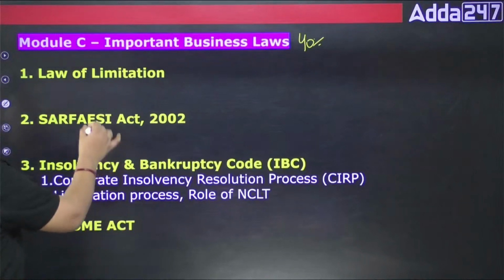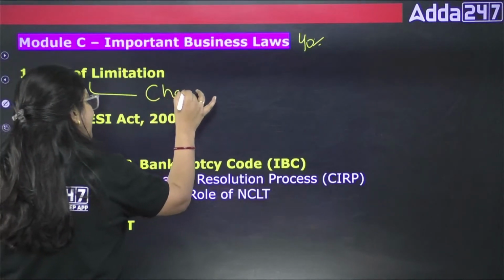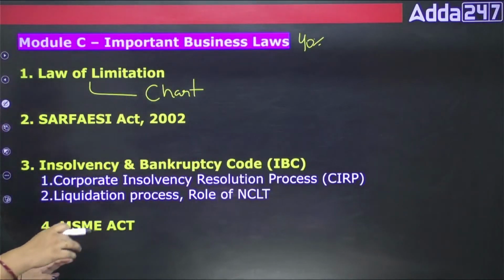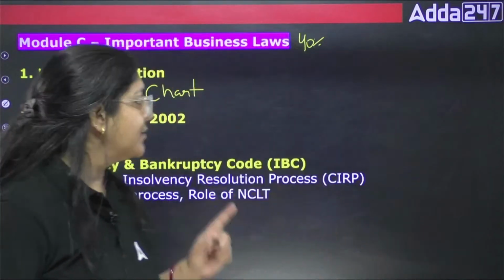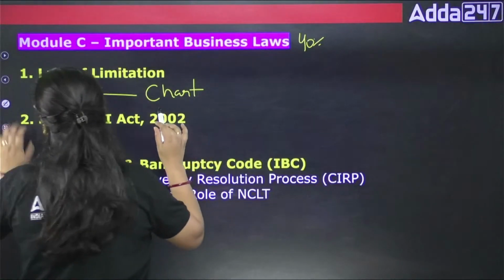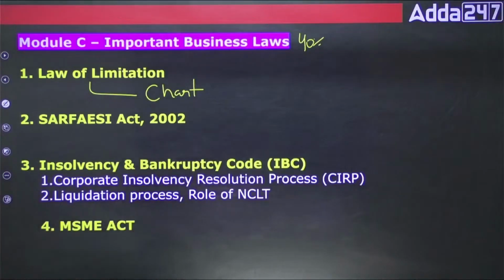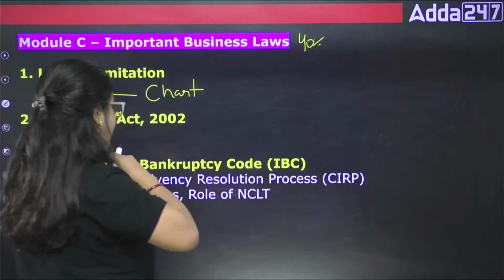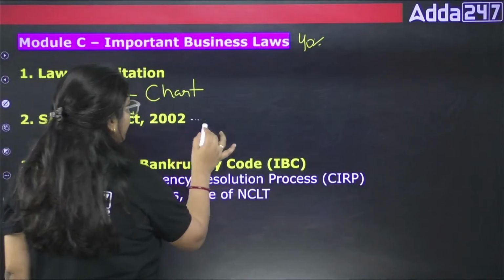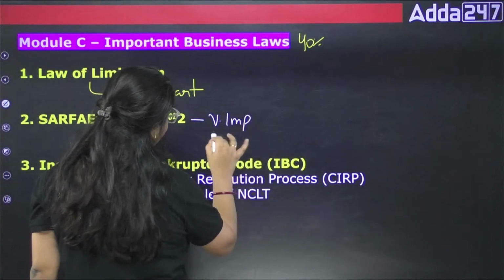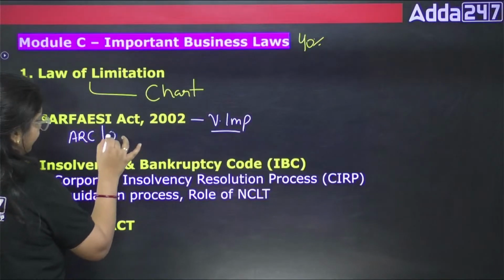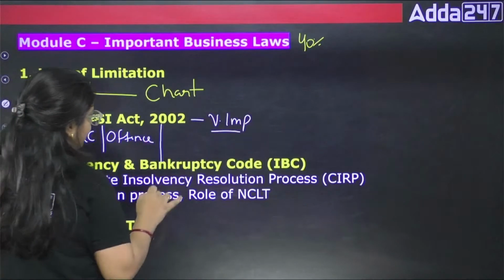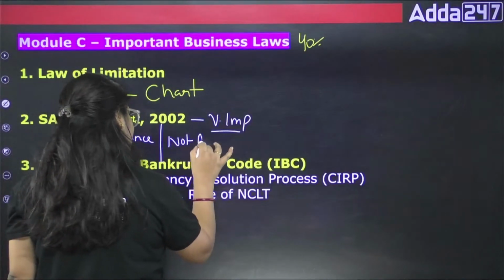Then the law of limitation: you only have to prepare the chart that is given in module C. Only the chart, because it has so many terms where limitations apply, so you have to learn that much. Then we have the SARFAESI Act, one of the most important topics, because this is the lengthiest chapter of your BRBL. In the SARFAESI Act, first of all, you have to understand the ARC company. Then the offenses chapter is important. Then where SARFAESI is not applicable.